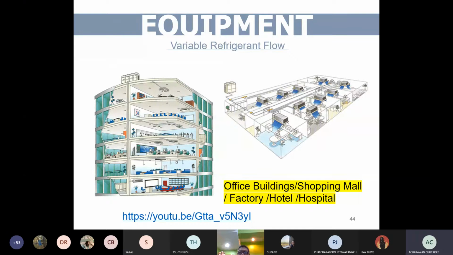Because the shopping mall, they would like to share the load. As I said, the shopping mall can utilize the load. So let's say if you put the split type, you have to put like 100 tons, something like this. But when you use the VRF, you can use the condensing unit at 80 tons. So they have what we call the diversity factor by sharing the load. So the shopping malls use the VRF.